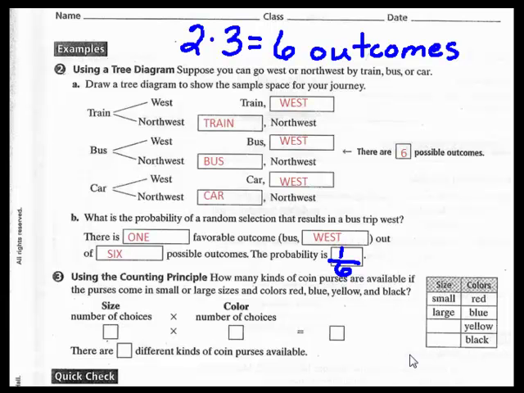Now let's take a look at coin purses. How many kinds of coin purses are available if the purses come in small or large sizes and the colors red, blue, yellow, and black? So we have 2 choices in sizes, but we have 4 choices in color. That gives us a possible combination of 8 combinations. So there are 8 different kinds of coin purses available. Please pause the video if you need more time.